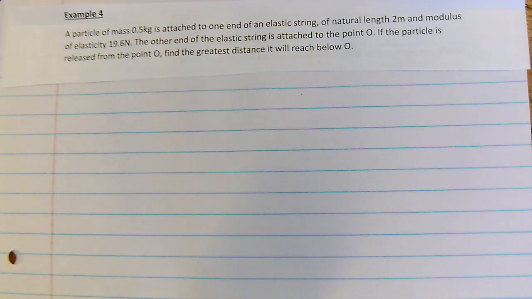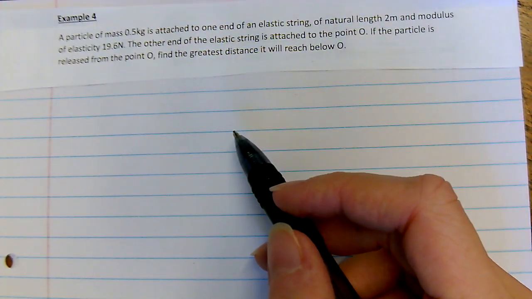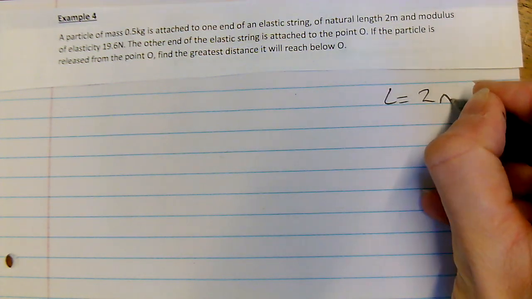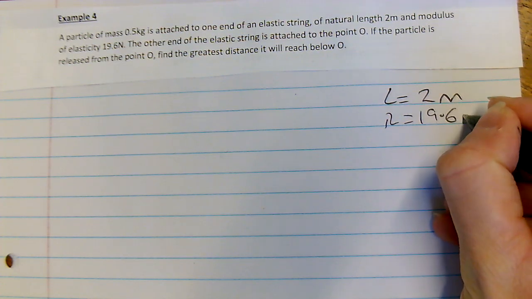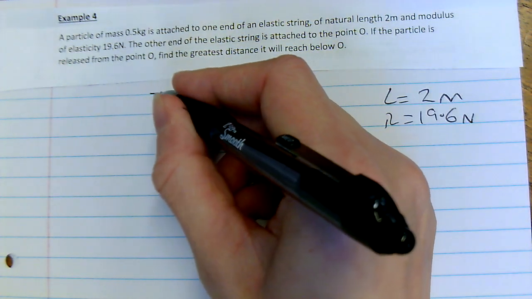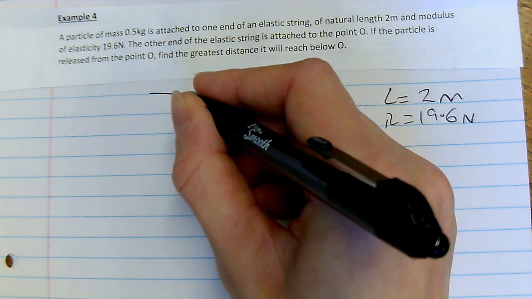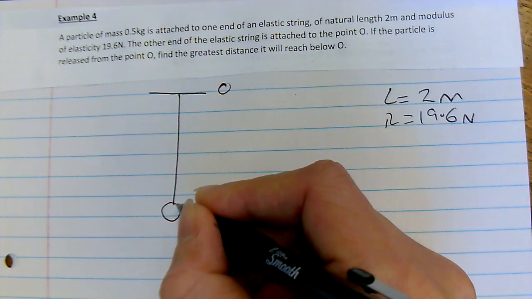Okay, elastic potential energy, example 4. So this time we've got a particle of mass 0.5 attached to one end of a string of natural length 2 meters and modulus of elasticity 19.6. The other end of the string is attached to a point O. The particle is released from the point O. Find the greatest distance it will reach below O.